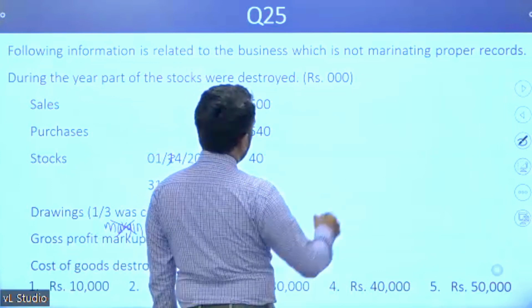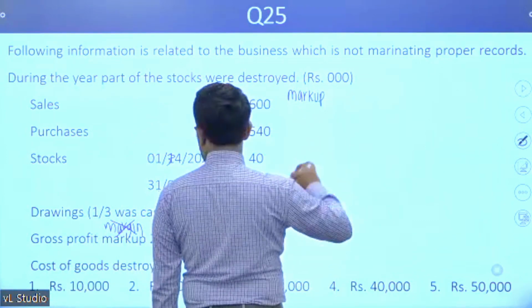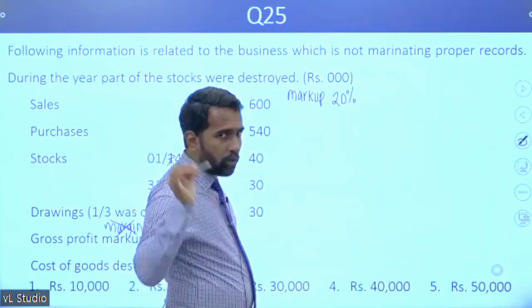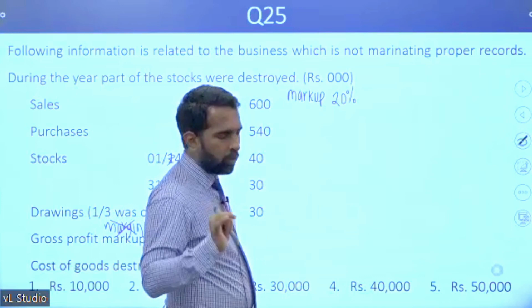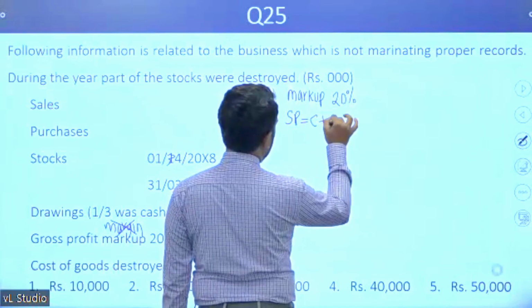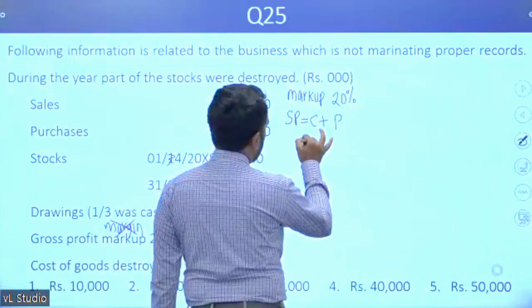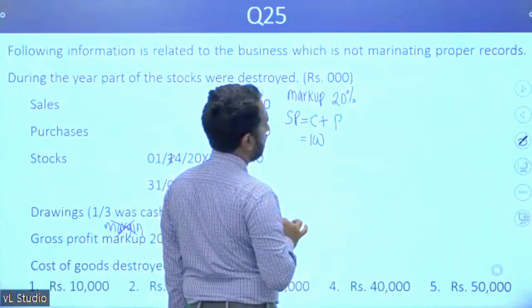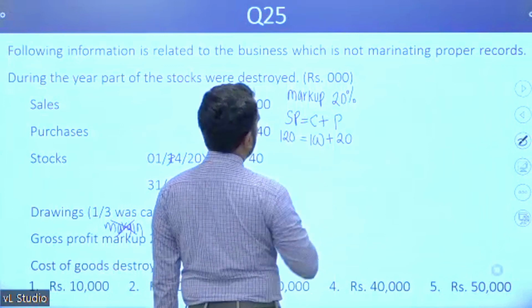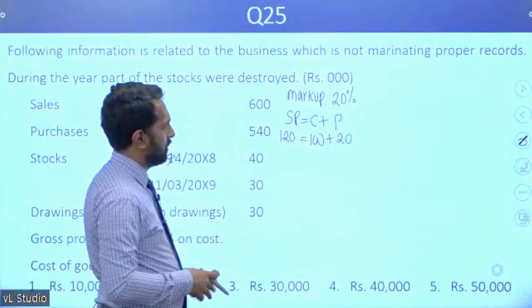Now, we know that we have been given the information on markup, which is 20%. So we know that markup is always on cost. You are keeping the markup on cost. Then selling price is equal to cost plus profit. When you are keeping the profit on cost, cost will be 100, and you are keeping a profit of 20. Therefore, the selling price will be 120. So what we have just got is the unit prices.